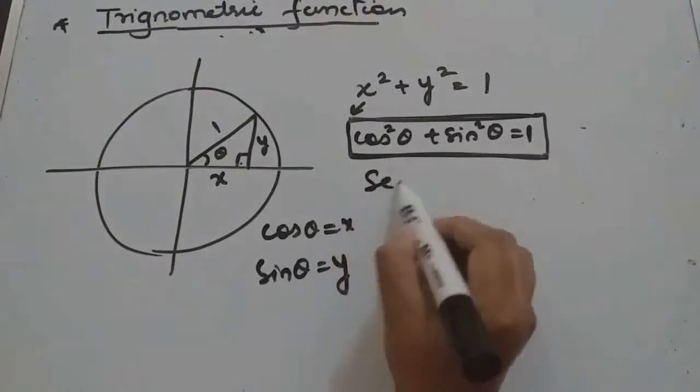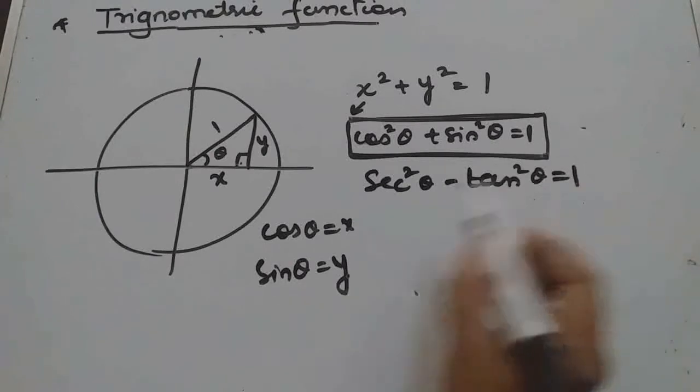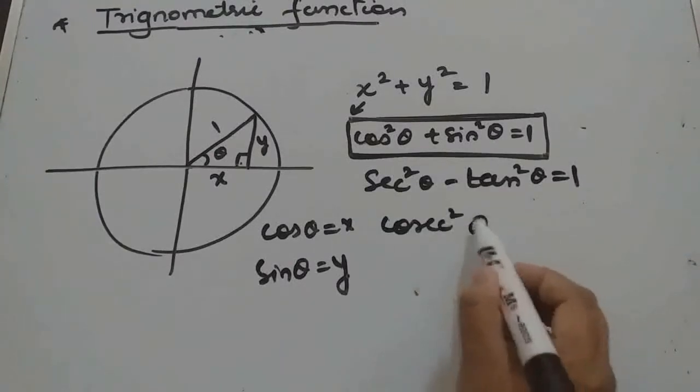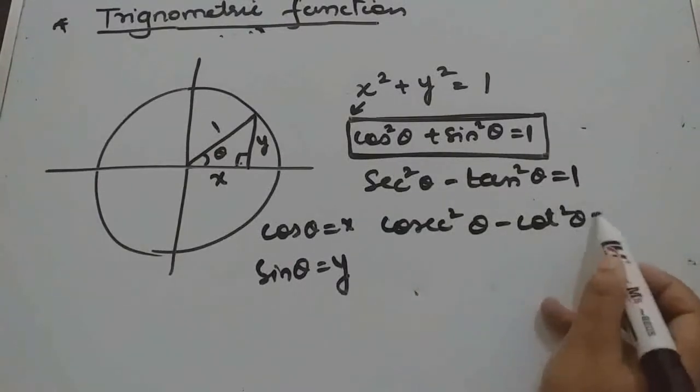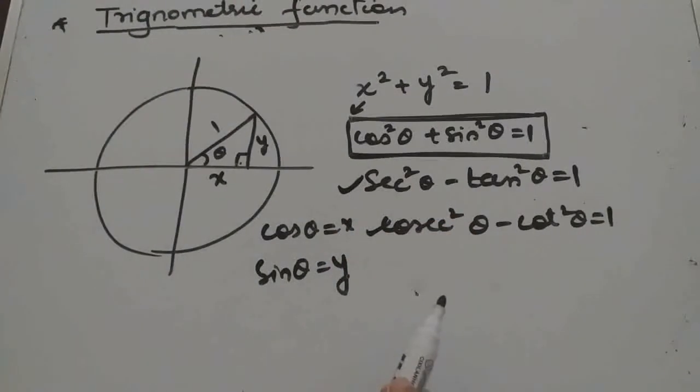Similarly, we have used sec square theta minus tan square theta is equal to 1, and cosec square theta minus cot square theta is equal to 1. These two also we have used. Now one more thing.